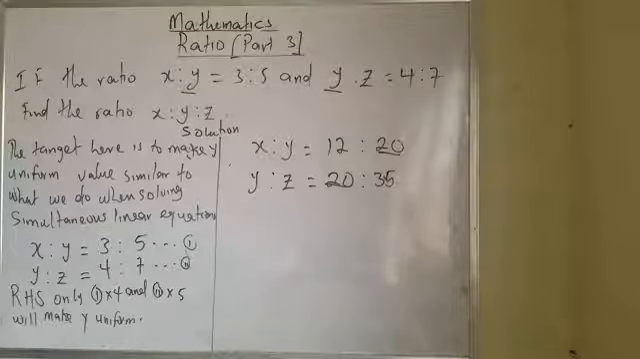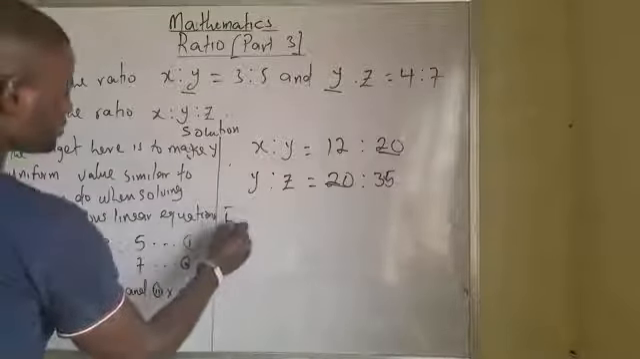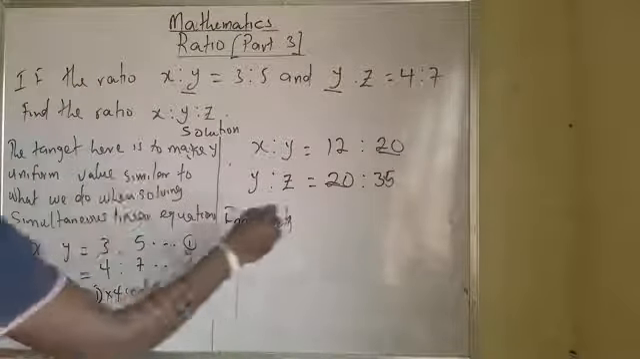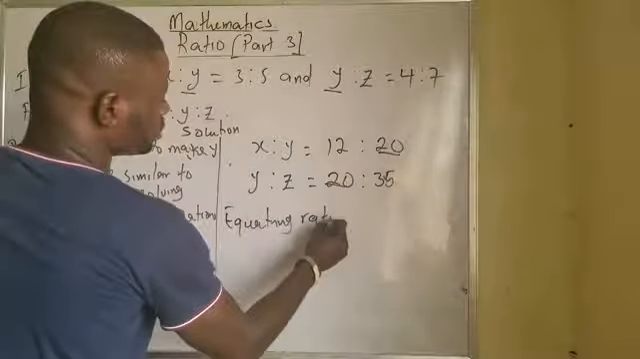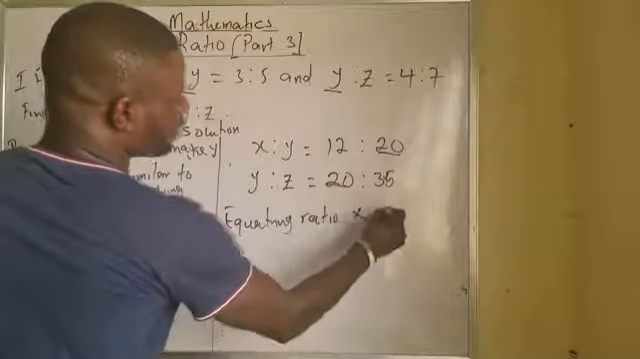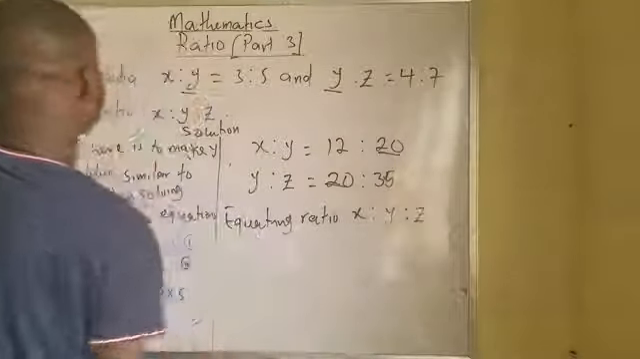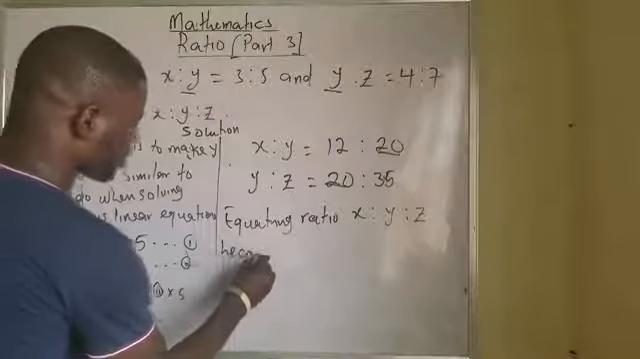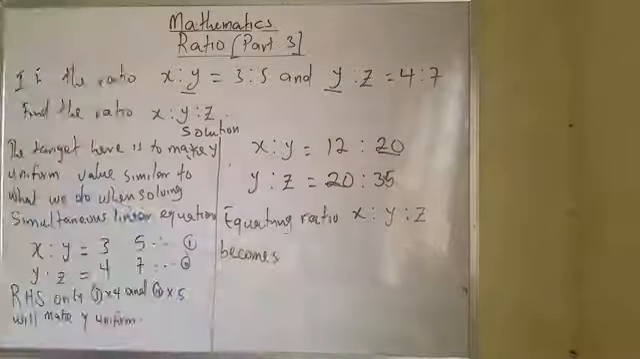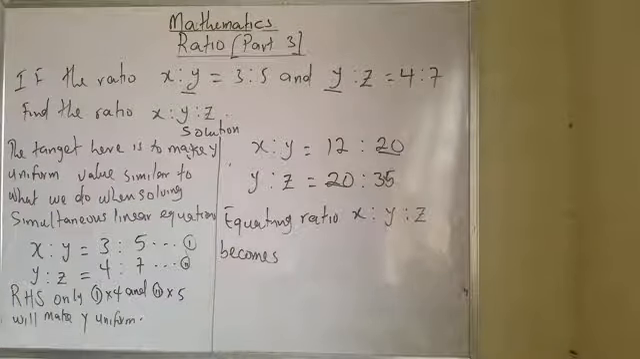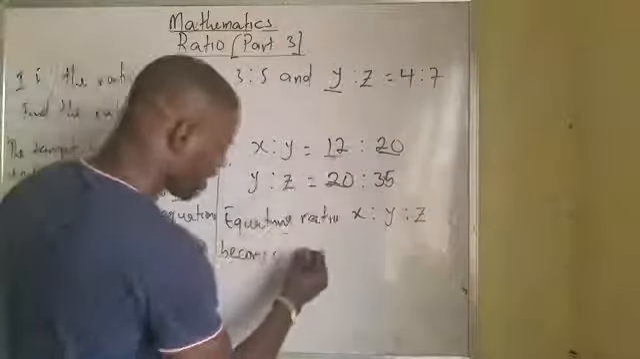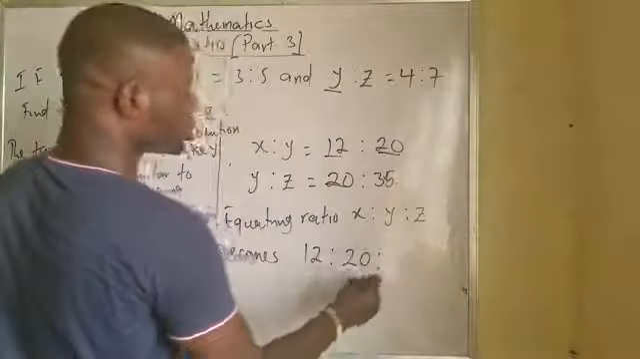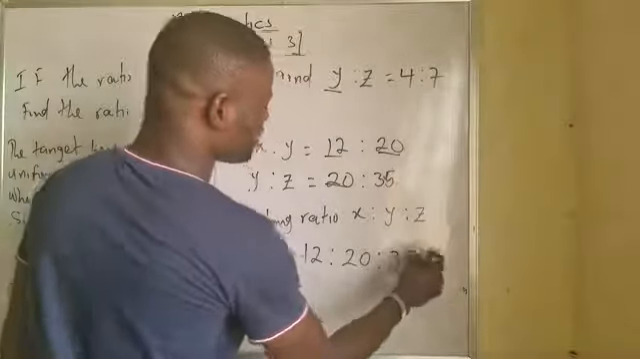Since y is uniform, now equating the ratio x, y, z becomes, the first one is 12, I will have 12 ratio 20 ratio 35. That is all.